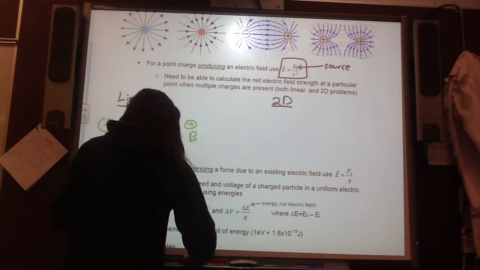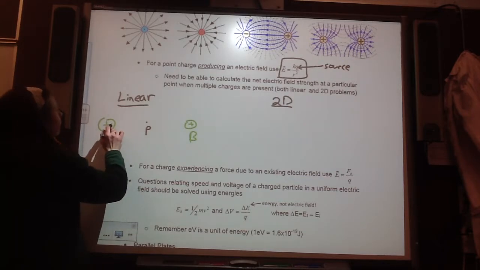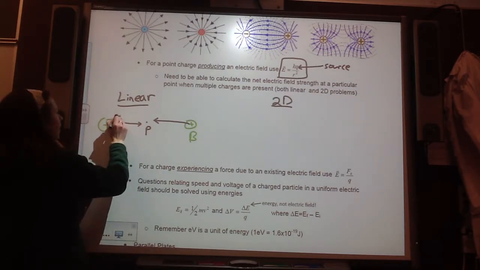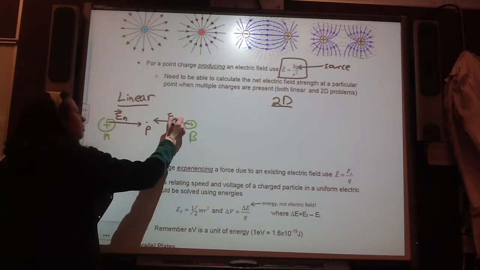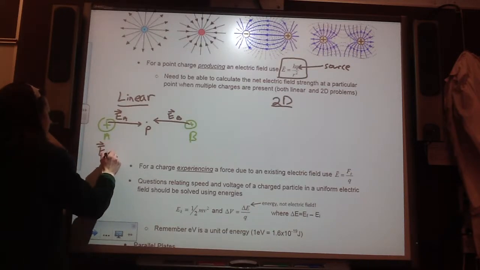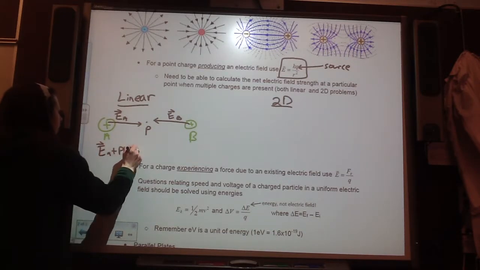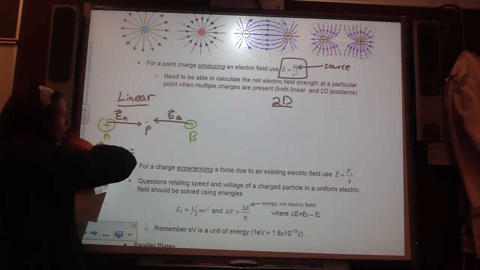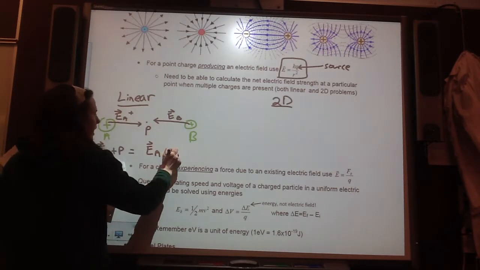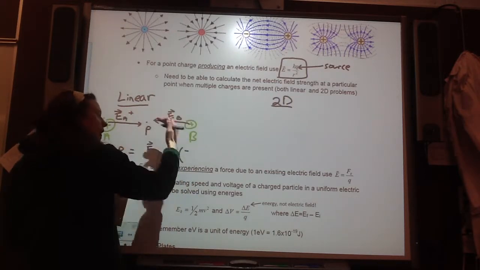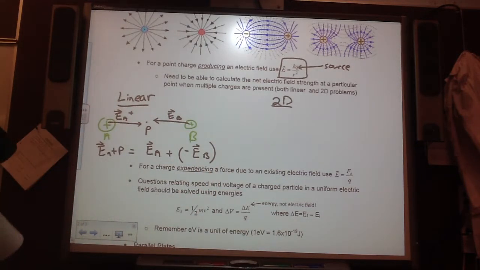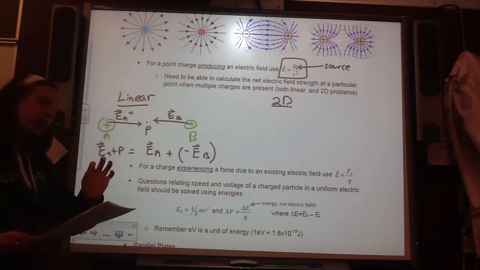Sorry about that. So, electric field strength goes out from positive. So here is my E of A, it's coming out from positive. Here is my E of B, coming out. Now, to find my E at point P, E of A is going to the right, so I'm going to say this is positive. So E of A is positive, and I add that to E of B. But E of B is going left, so that's negative. So when I'm finding my electric field strength at that point, that's what I do. So just be careful with your directions.